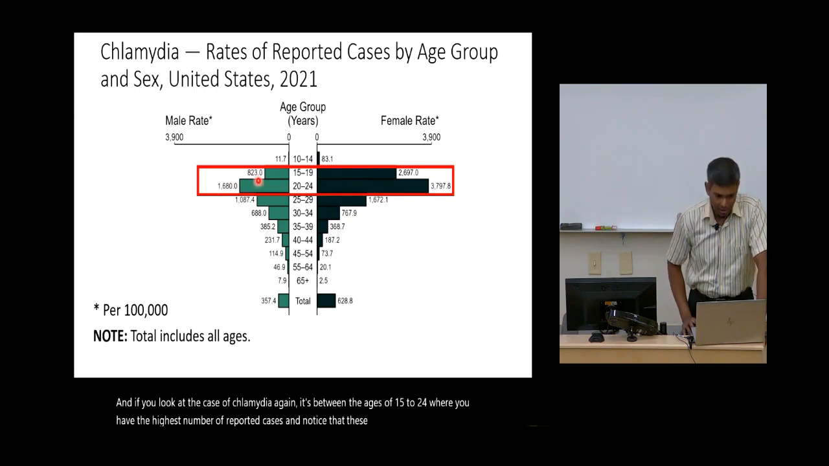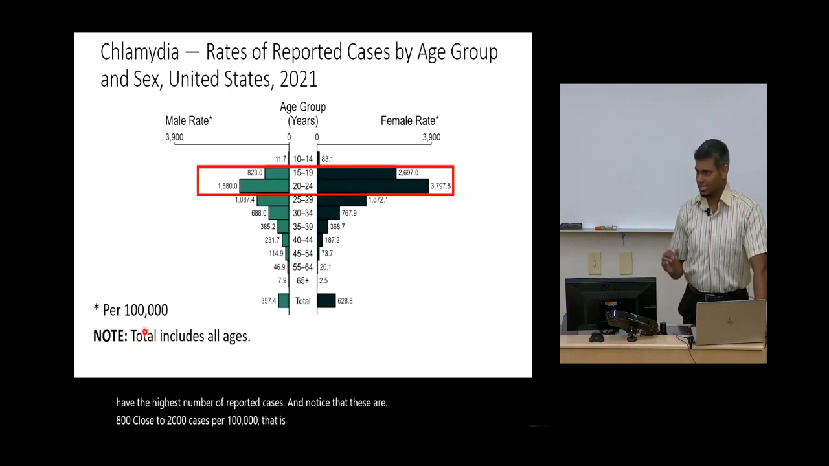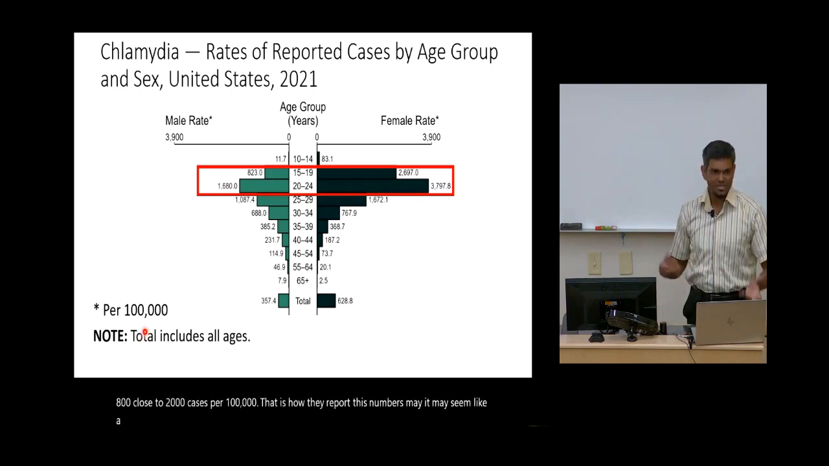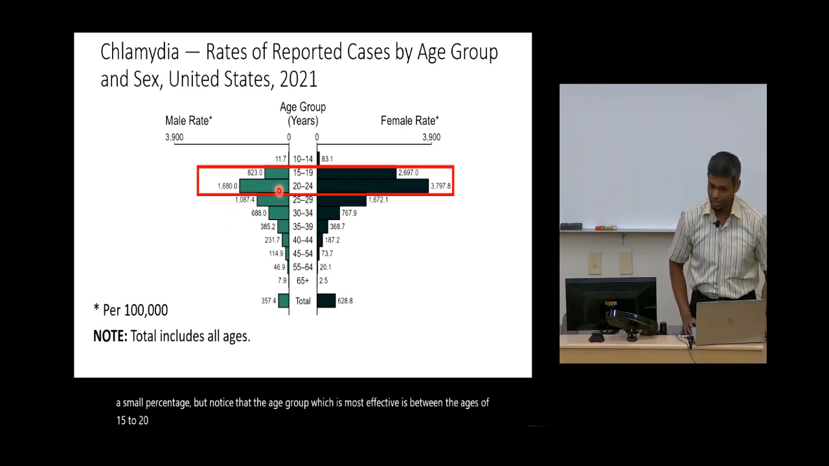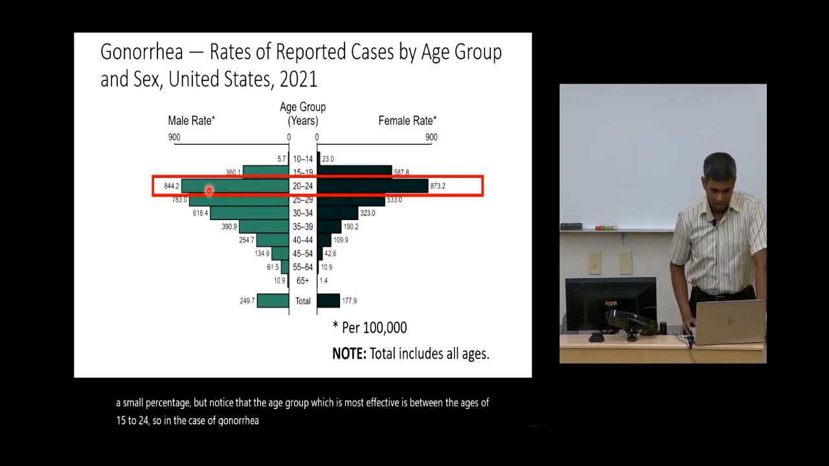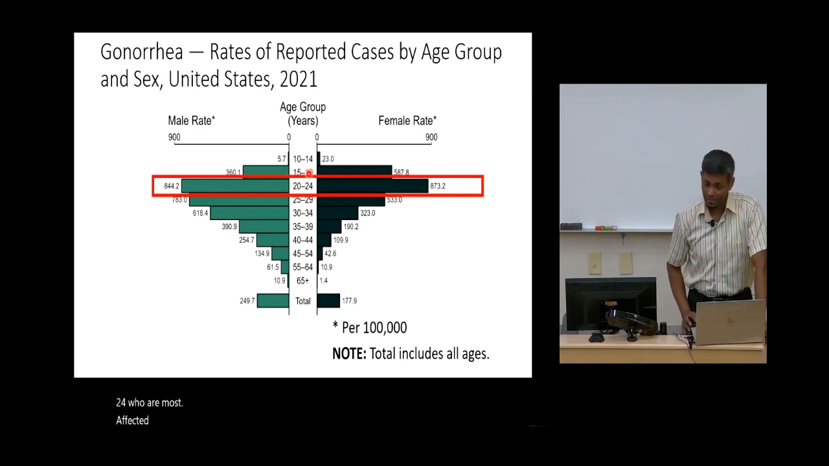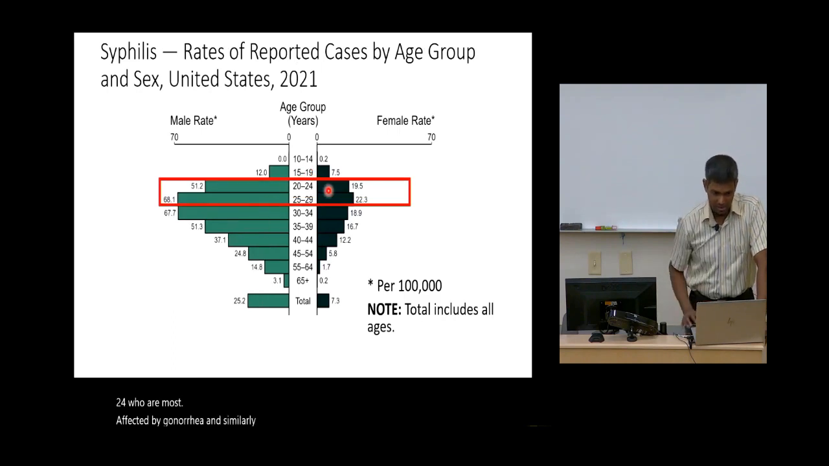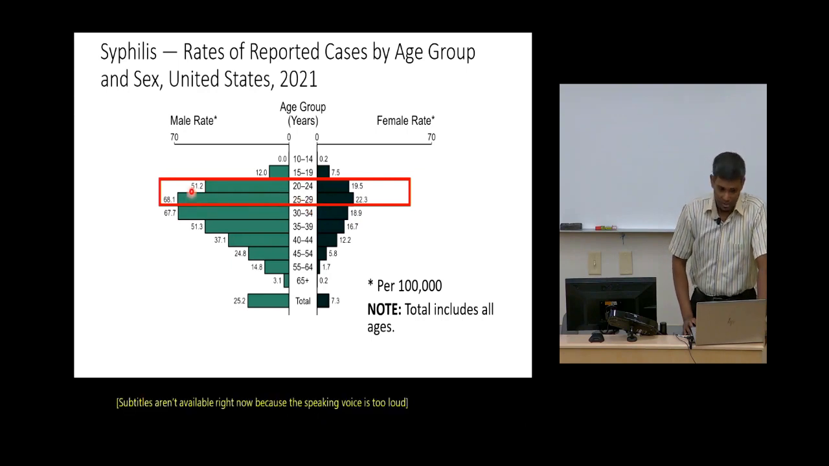And notice that these are 800 to close to 2,000 cases per 100,000. That is how they report this. The numbers may seem like a small percentage, but notice that the age group which is most affected is between the ages of 15 to 24. In the case of gonorrhea also, both in males and females, it's the age group of 20 to 24 who are most affected. And similarly in syphilis too, you have the age group of 20 to 29. So they're all young adults, right, who are mostly affected by these sexually transmitted diseases.